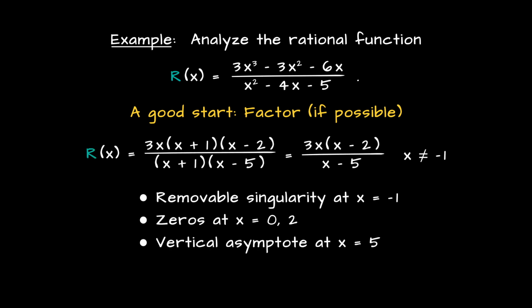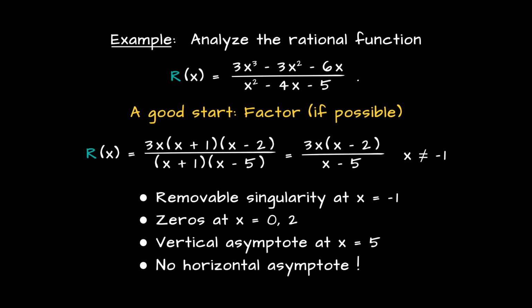In summary, we saw that this rational function has a removable singularity at x equals negative 1, because that's a root of both the numerator and denominator. After it's canceled out, however, our rational function is identical to the function 3x times (x minus 2) all over (x minus 5). And that function is equal to 0 at 0 and 2, because that's exactly where the numerator is equal to 0. And it has a vertical asymptote at x equals 5, because that's precisely when the denominator is equal to 0. What about the horizontal asymptote of this function?